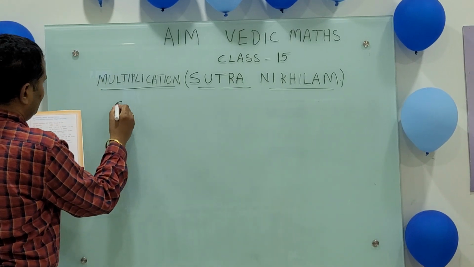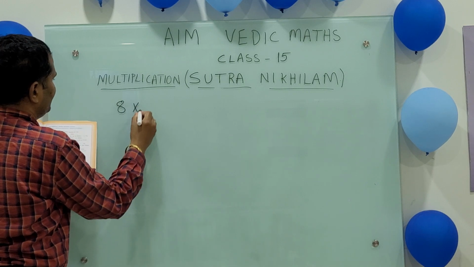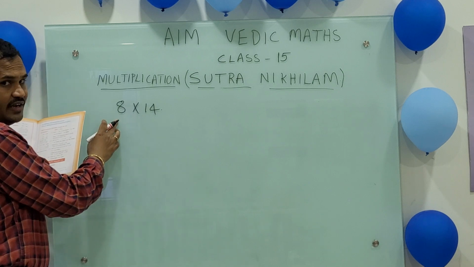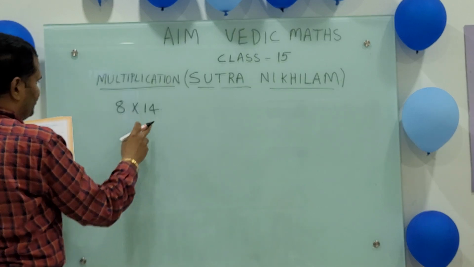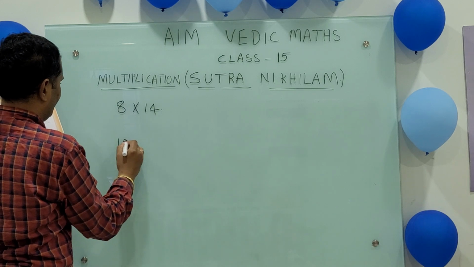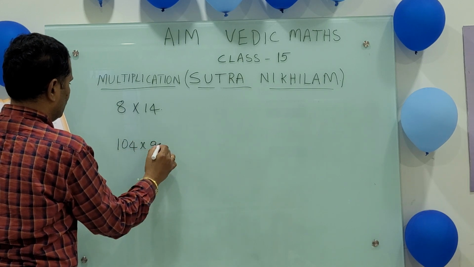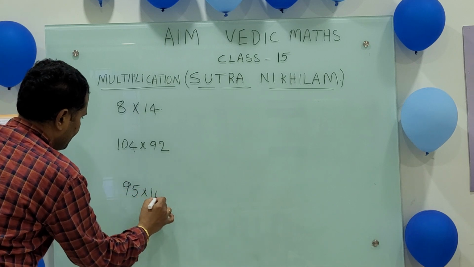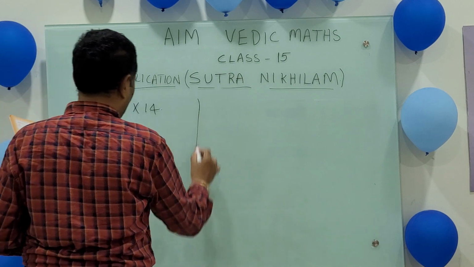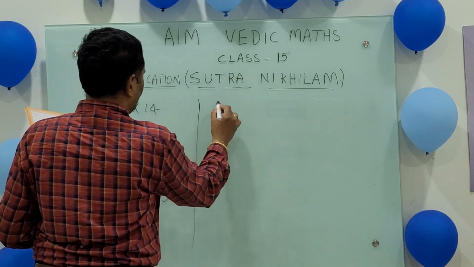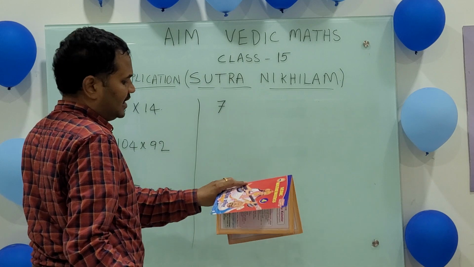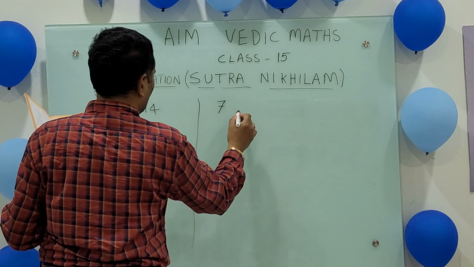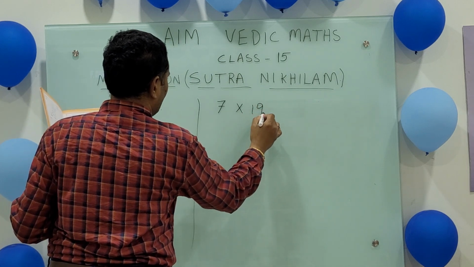So now let's take the examples. Exercise: 8 into 14. So what is the base here? 10. What's the deviation for 8? It's minus 2. Deviation for 14 is 4. Next, 104 multiplied with 92. 95 multiplied with 105. I'm giving all these exercise problems for you, and all these are from the book called Vedic Mathematics. I have shown in the previous videos where you can get all these books.